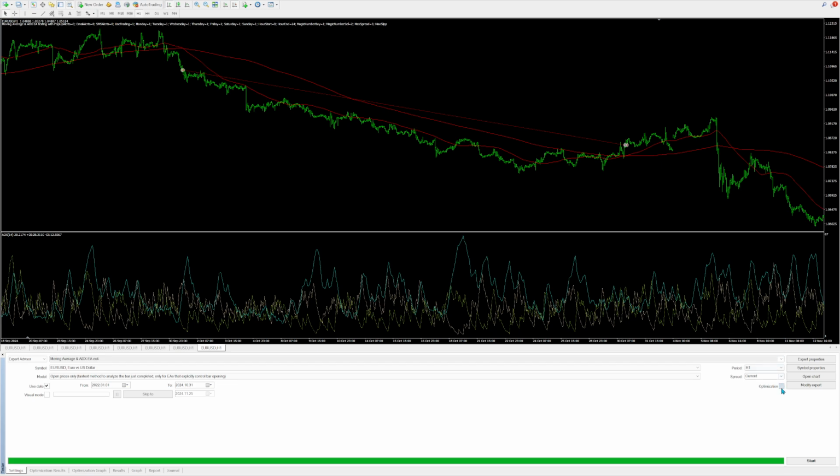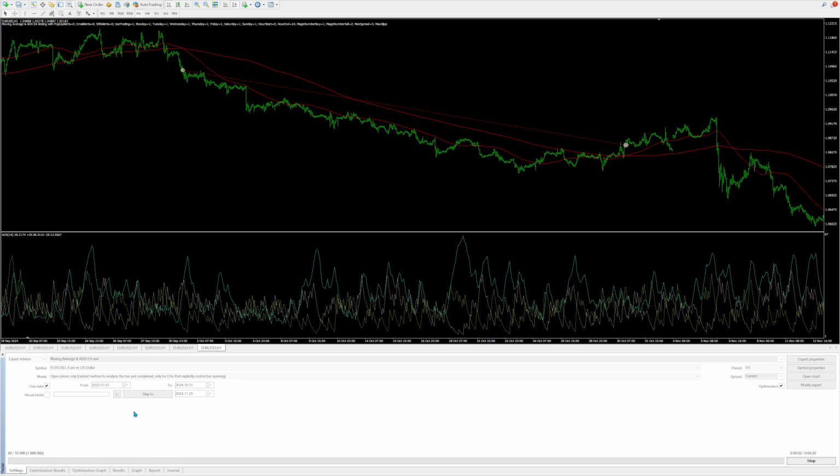Okay, so what we can do there, let's just optimize. Why not optimize the past 2 or 3 years instead? And you might be thinking, well, you said it's over optimization or curve fitting if we do it for the last calendar year.